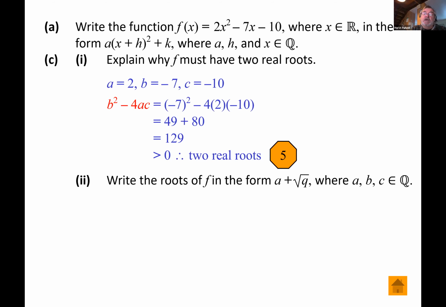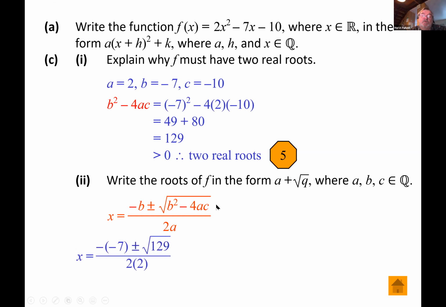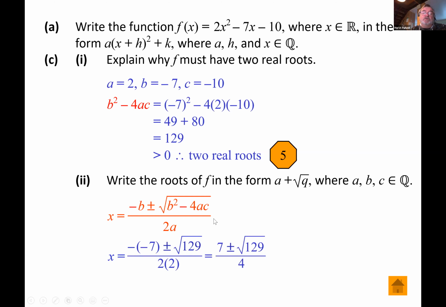Then the last bit of the question is: write the roots of f in the form a plus root q, where a, b, and c are elements of Q. So we want rational answers there. All right, so we're going to use the minus b formula, and we get values. What I would say to you is always write down your values, show the substitution in, and then you can do it all on your calculator.